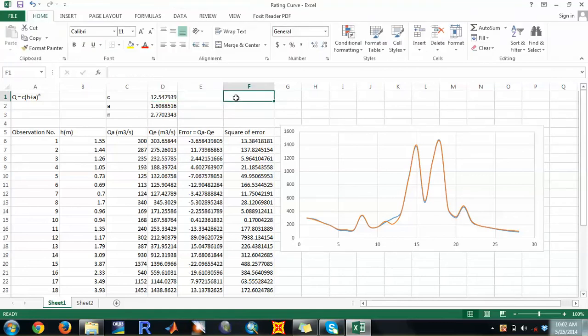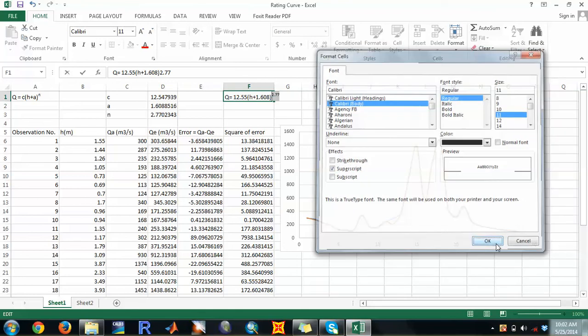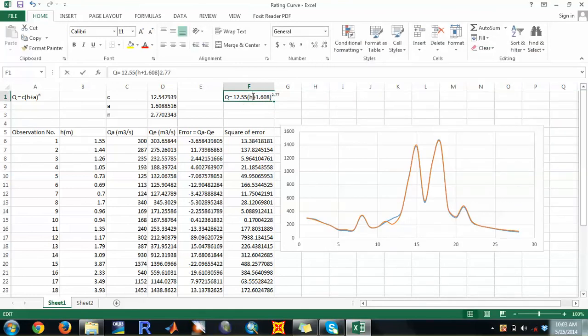So we write our discharge equation as Q equal to C, which is 12.54 or 55, times (H plus A), where A is 1.608, raised to 2.77. This is our rating curve equation, which means that if you have observed head data at your watershed, you only need H, and you can substitute H and estimate your discharge. This is how we develop rating curves, by using the least square approach or trial and error approach.